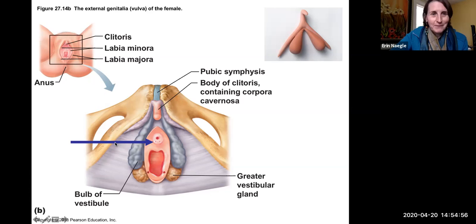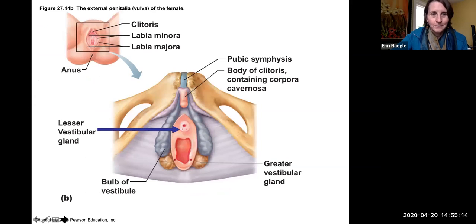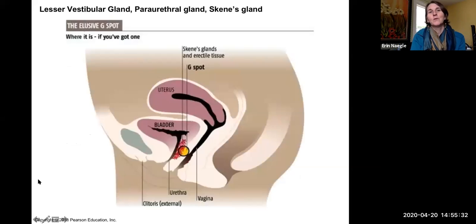Well, it's fascinating to me that this image is from your textbook and they label everything except for these two dots, but they are drawn in there. So this whole orifice is the urethra. What are these two things? Well, they are ducts from the lesser vestibular gland. Also, this gland is the gland known by many names. It's also known as the paraurethral gland. It's also known as the Skene's gland. It's also known as the G-spot.